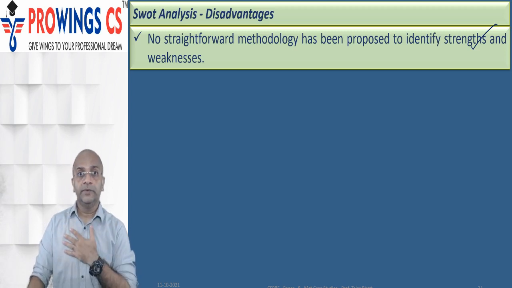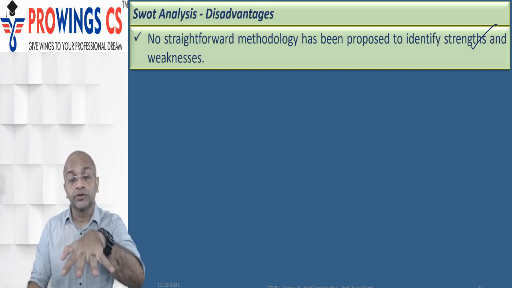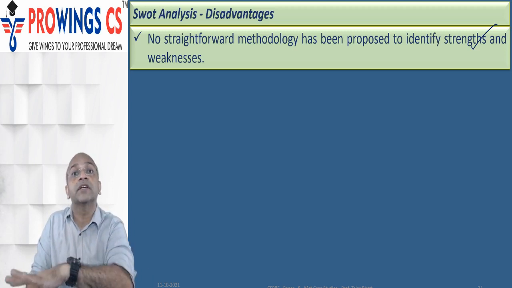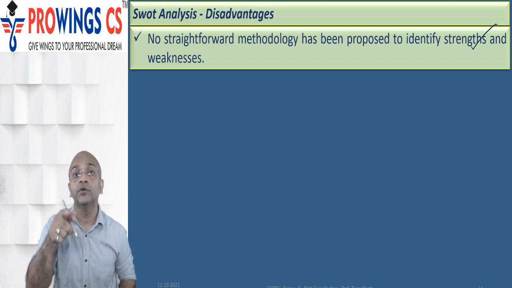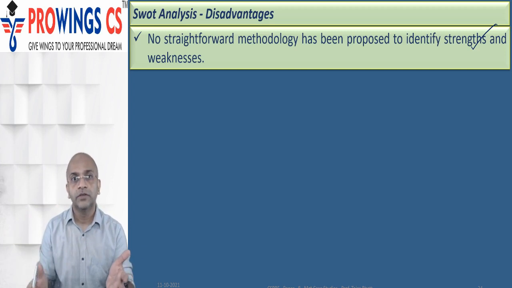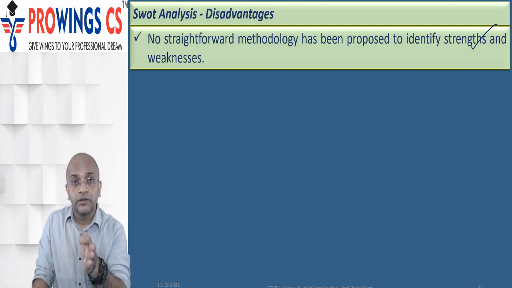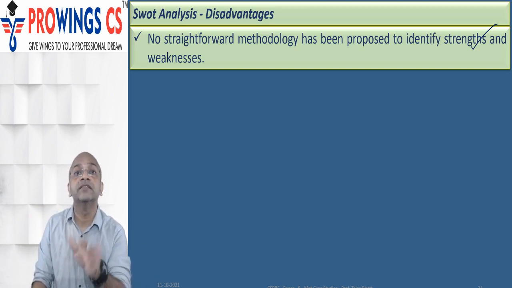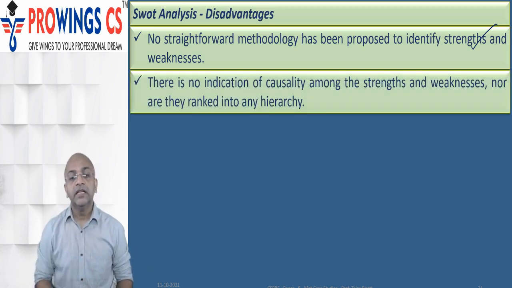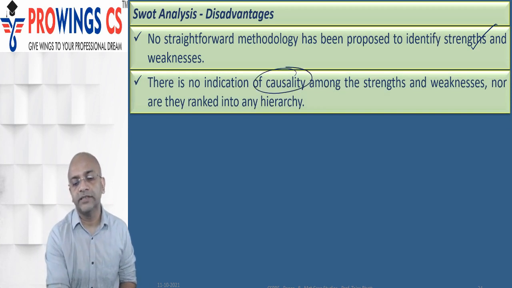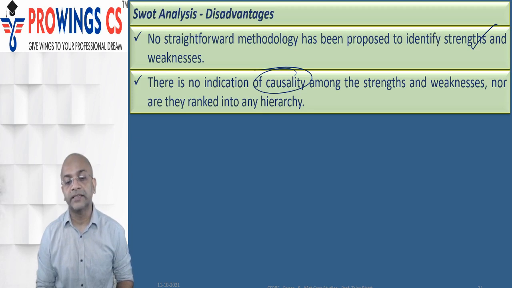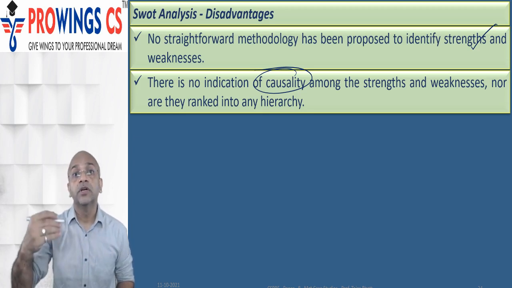That is one of the primary disadvantages of SWOT. If I am in this situation and I look at that situation, then from my point of view, strength will be different, opportunity will be different, weakness will be different, and threat will be different. And if you all are there and you individually do it, believe me, we'll have so many SWOTs. So SWOT is lacking a standardized approach. That's the first disadvantage. Second, there is no indication of causality among the strengths and weaknesses, nor are they ranked into a hierarchy. Means what?